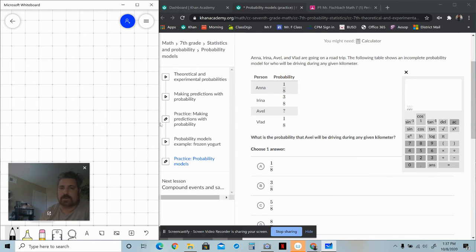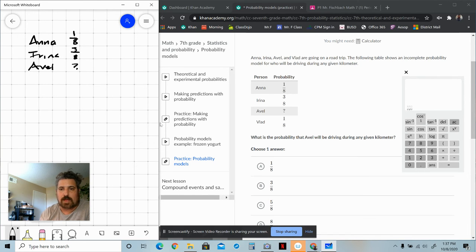So just taking a look at it, we can see that it says that Anna had 1/8 and that Irina had 3/8 and that Avel was unknown and that Vlad had 1/8. Okay, so if we take those three that we know and add them up together, we're going to get 1/8 plus 3/8, which is 4/8, and then 4/8 plus 1/8, right? So together, these add up to your 5/8, right?